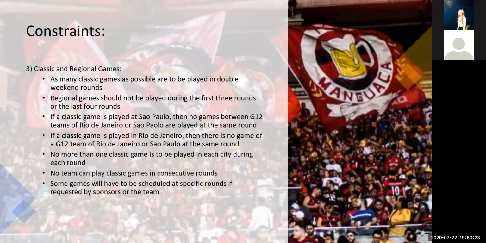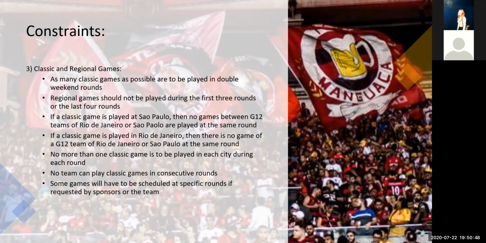The third set of constraints addresses classic and regional games. As many classic games as possible are to be played on the weekends, because those games are very attractive and there are more viewers available over the weekends. Regional games should not be played during the first 3 rounds or the last 4 rounds, as those would interfere with the attractiveness of multiple other games.